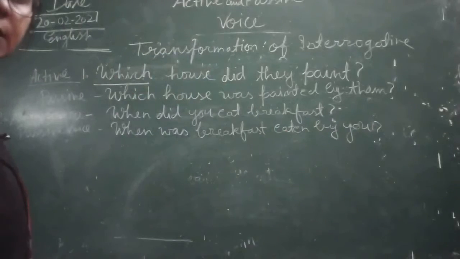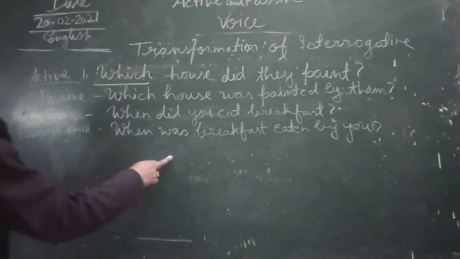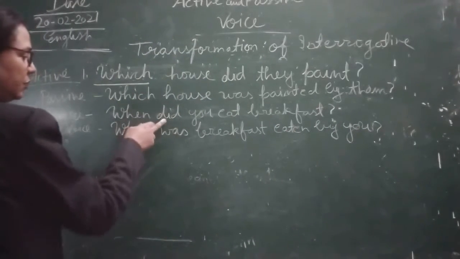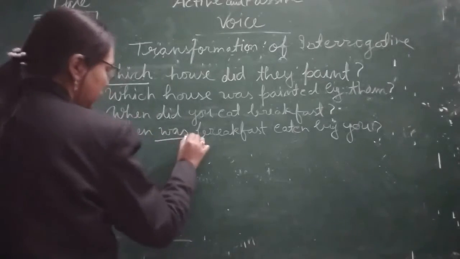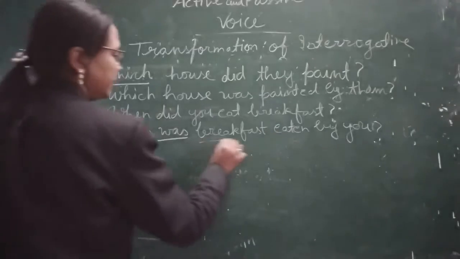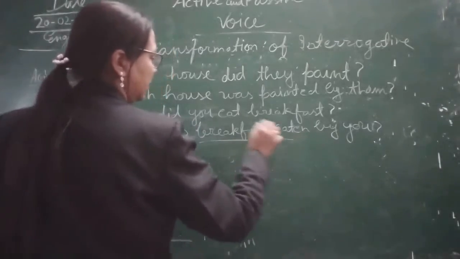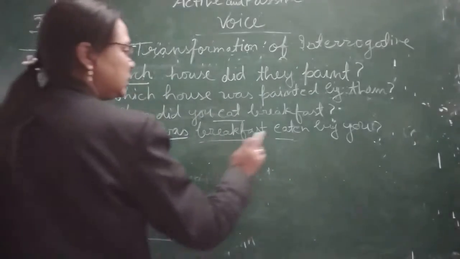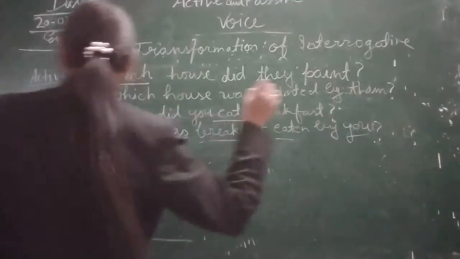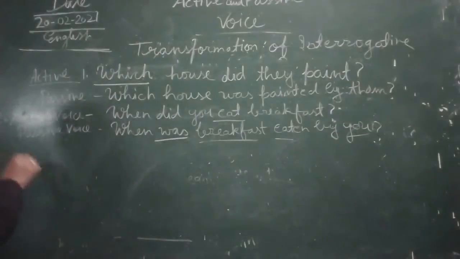Okay, here you can see "when was", because of "did" here, and because this is written in the past tense, we have used "was" over here. Breakfast eaten: the third form of the verb, the past participle, we are using, eaten by you. Now third number.